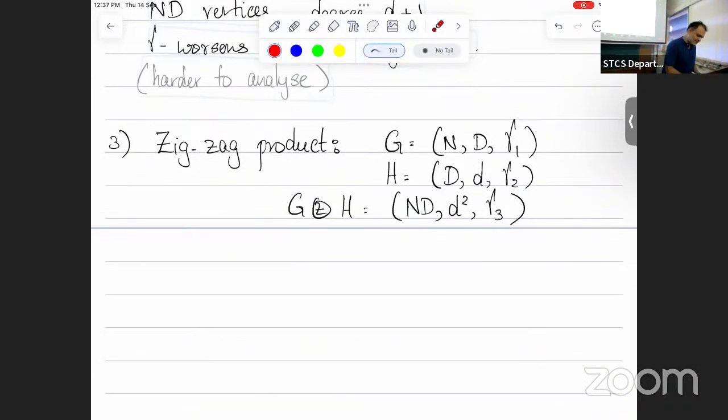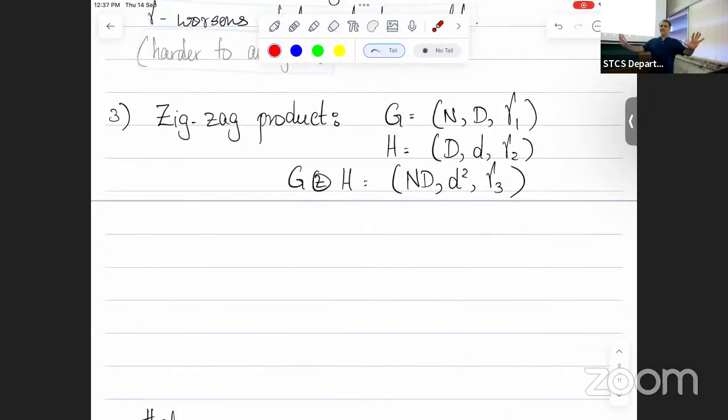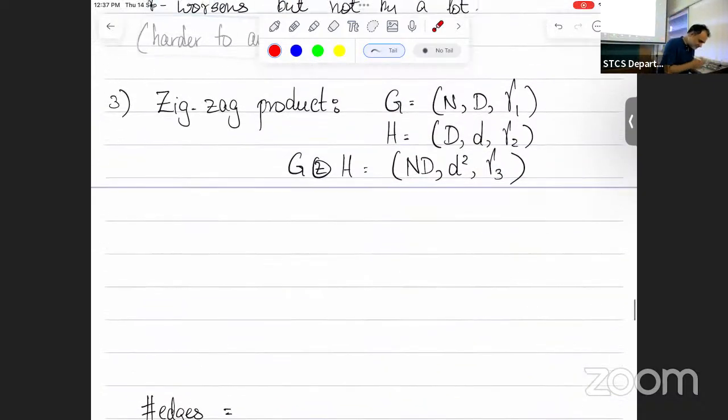So the situation is very similar to the replacement product in the sense that the degree of the large graph matches the number of vertices of the small graph. Okay, so that's the situation that we are in. So just like in the replacement product, the first step is to take your graph G and replace every vertex of your graph G by a cloud. Okay, so here is what I'm going to do. So maybe I had a vertex U. Let me draw this U.